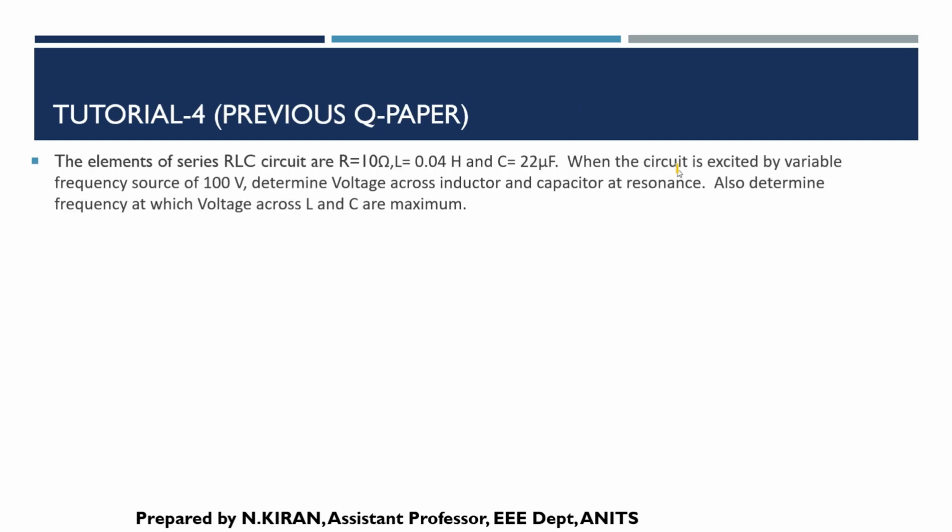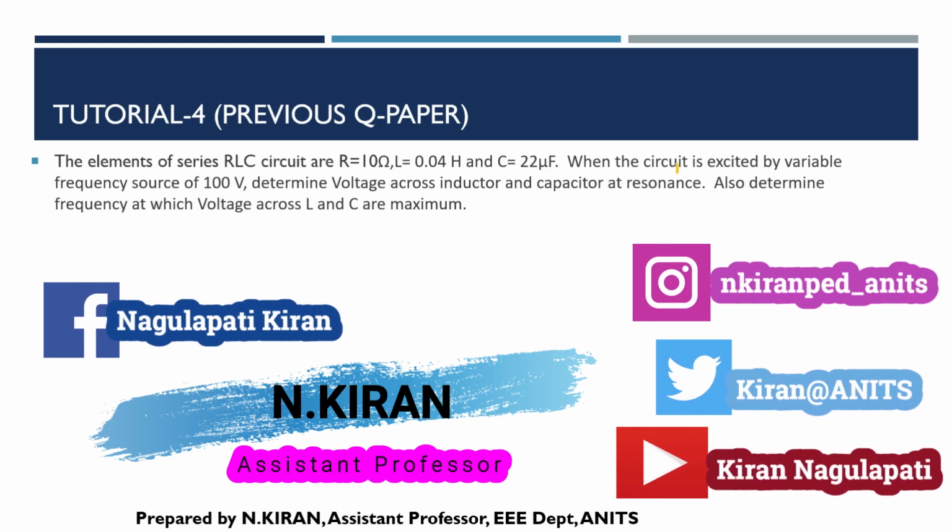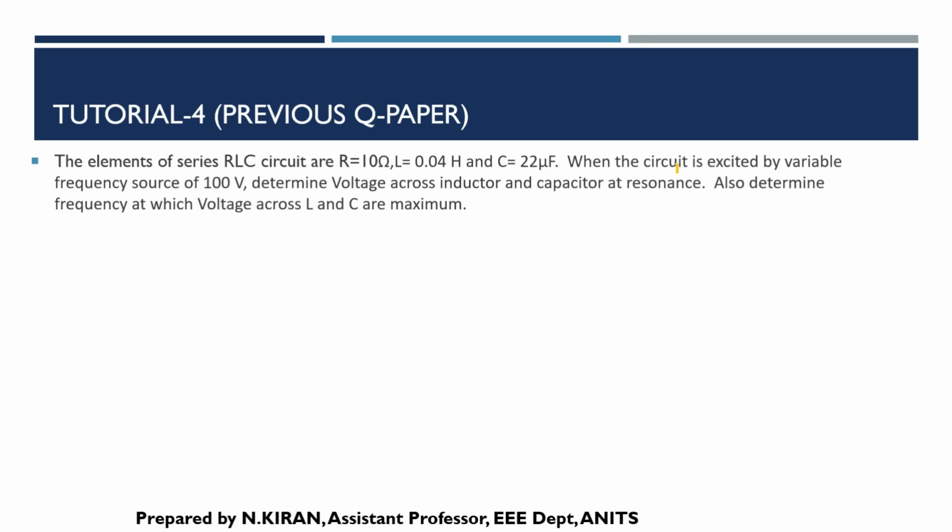The elements of a series RLC circuit are given: R to be 10 ohms, L to be 0.04 Henry, and capacitor C to be 22 microfarads. When excited by an AC source of value 100 volts, it asks us to determine the voltage across inductor as well as capacitor at resonance. Also, we should determine the frequency at which voltage across inductor and voltage across capacitor are maximum.